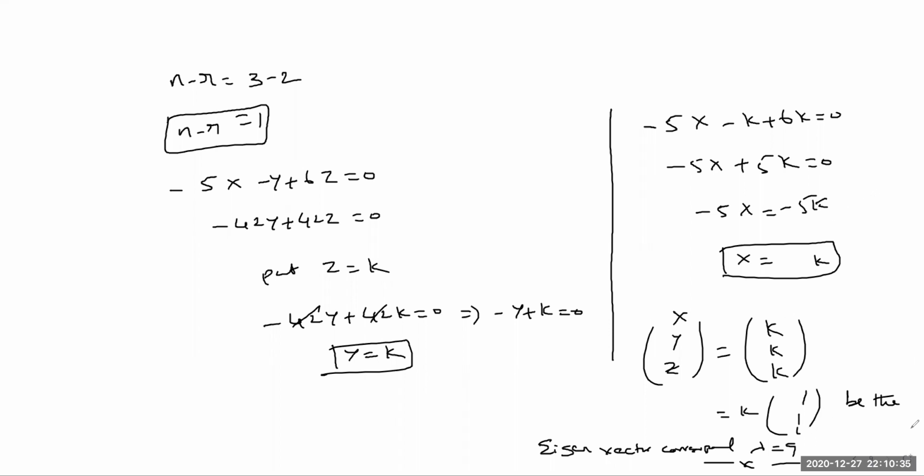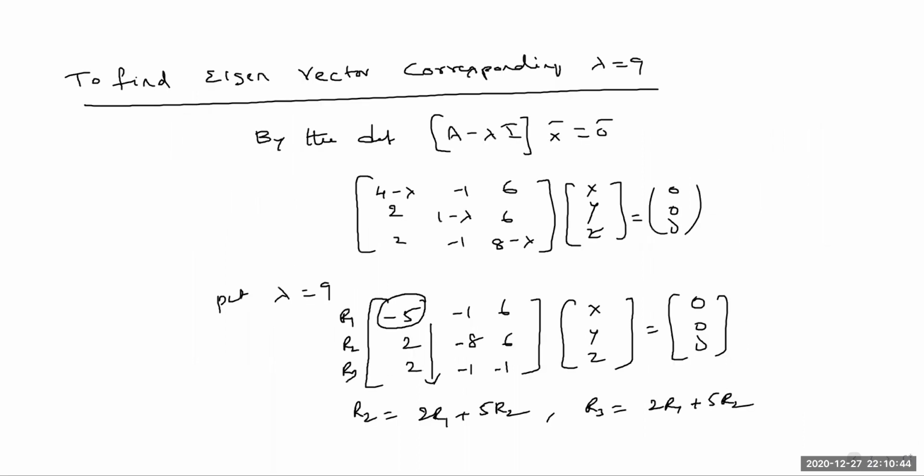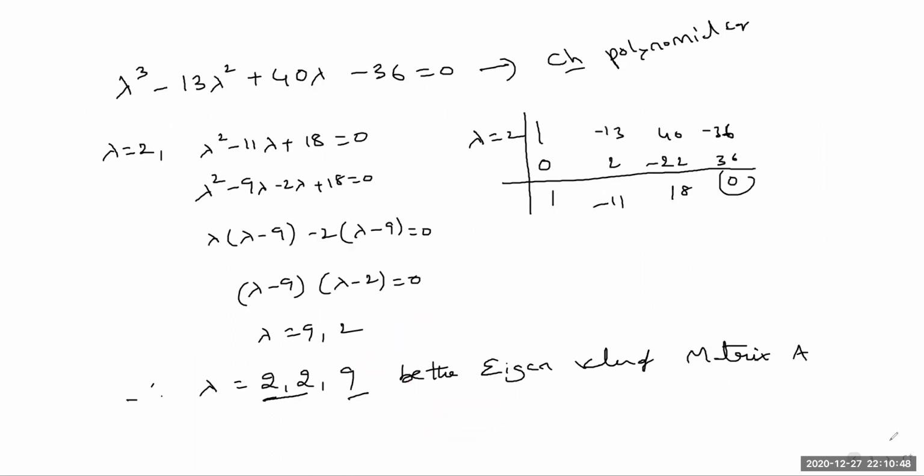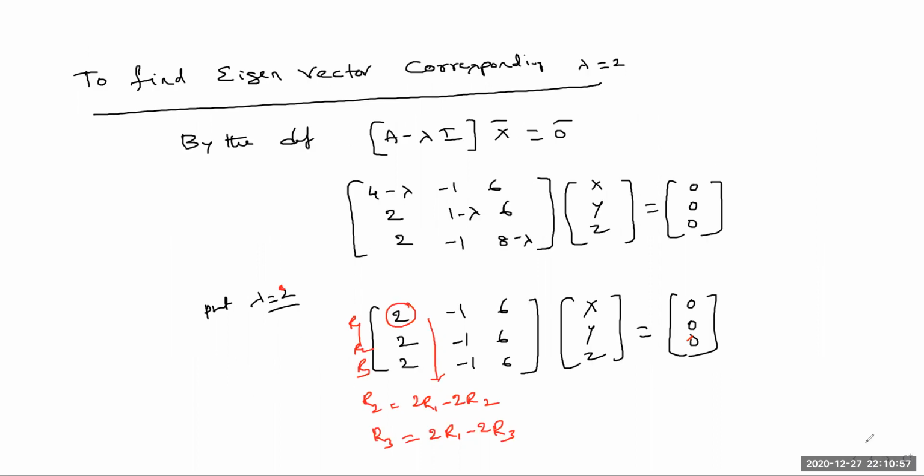So this is eigenvalues and eigenvectors. The questions they are asking in this topic: first, find the characteristic polynomial, so this is the characteristic polynomial equation. Find the eigenvalues. Next, find the eigenvectors. This is the procedure.